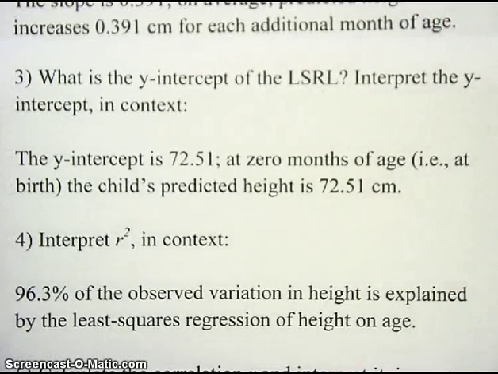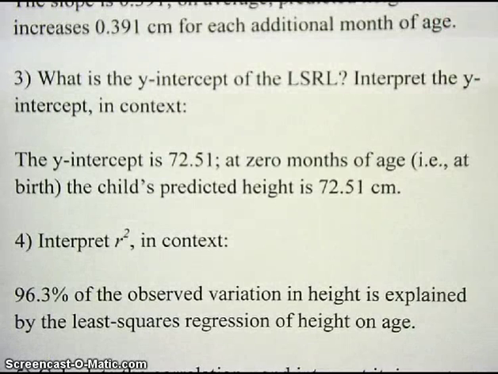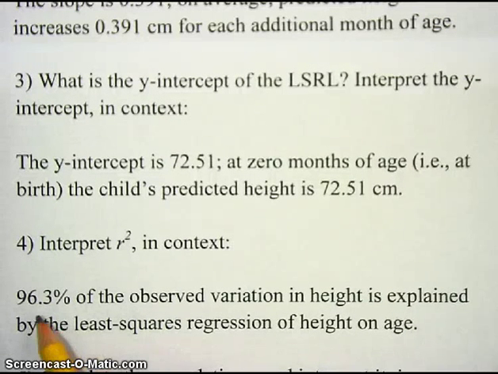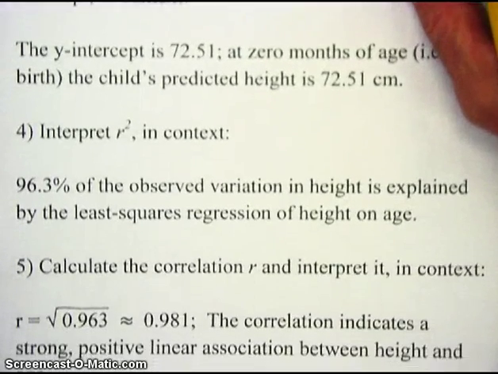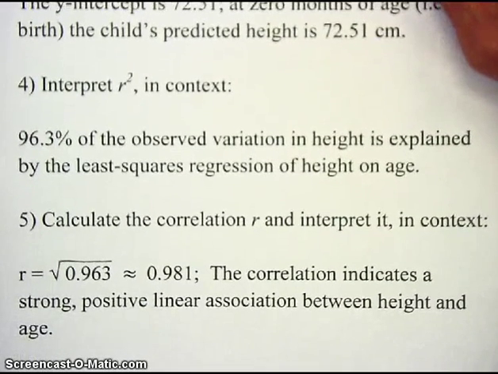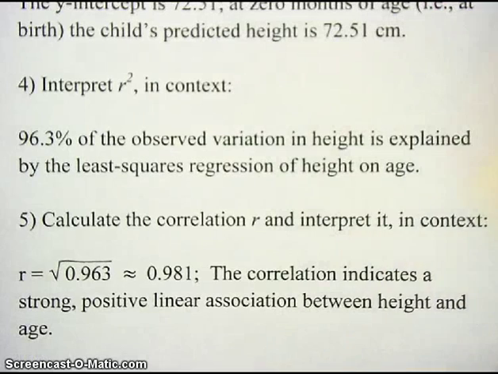R squared in context, well, R squared was 96.3%, and that means 96.3% of the observed variation in height is explained by the least squares regression of height on age. So this is the same as always. R squared represents the percentage of the observed variation in our response that's explained by the least squares regression.